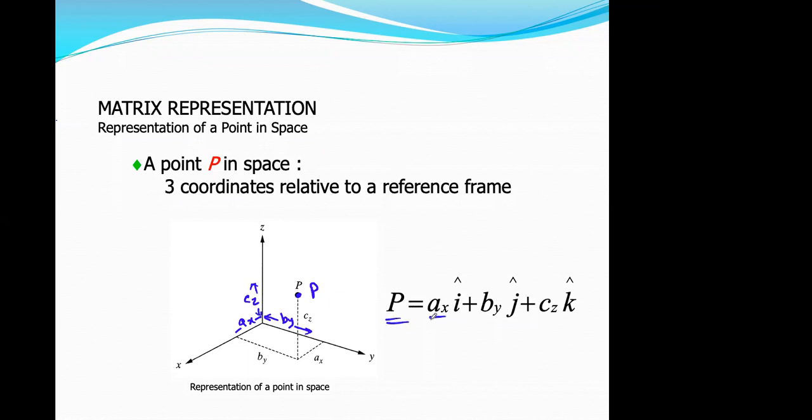P is nothing but ax i plus by j plus cz k, क्योंकि इसको हम ijk में लिख सकते हैं, तो ijk क्या है? These are nothing but ये वेक्टर्स हैं, ijk वेक्टर्स हैं. So इसमें हम ijk में भी लिख सकते हैं, तो this will be how a point can be represented in the space. So I think this kind of aspect is necessary.